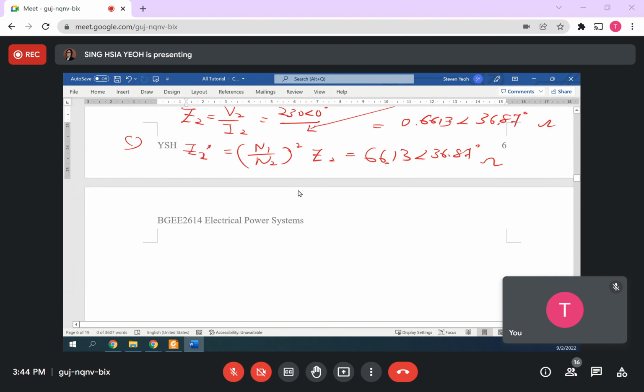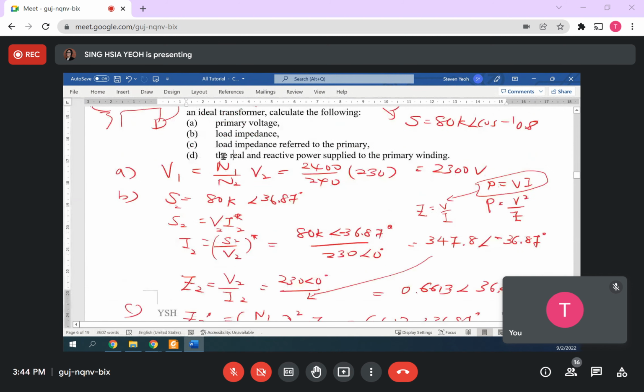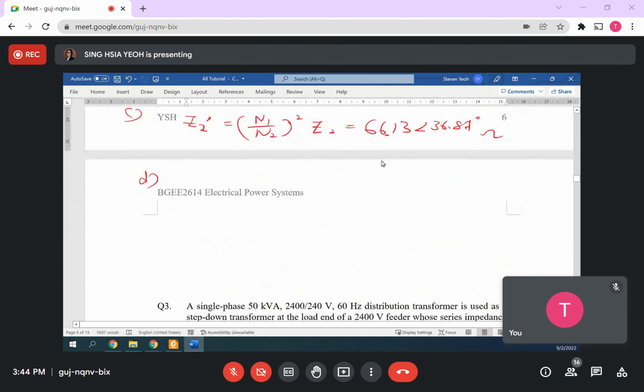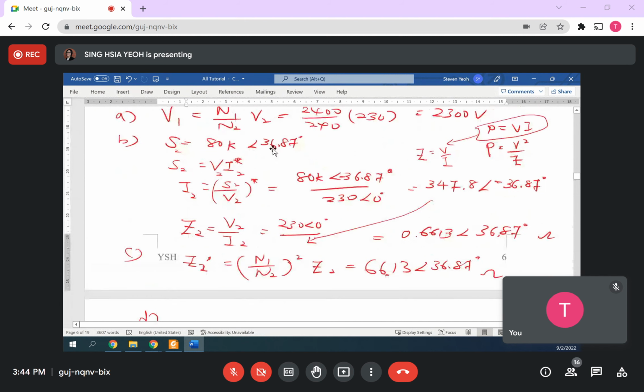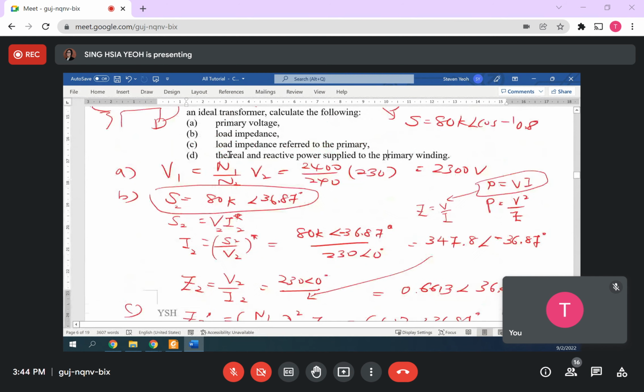Part C done. Then part D, real and reactive power supplied to the primary winding. So that means we can actually use S2. Just now we have S2, right? This one, S2. Anyone tell me why I can use S2 for this question, part D, primary winding?